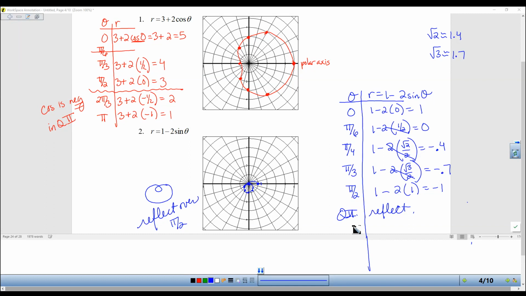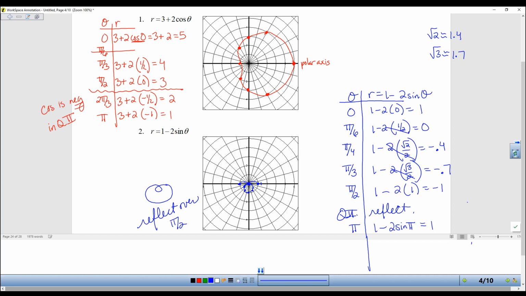So after quadrant 2 comes pi, and we have 1 minus 2 sine of pi. Sine of pi is just 0, so we're back to 1 again. And like I said, I keep plotting as I go. It's much easier. So remember, I've come around like this, and now I get to pi is 1, and that gives me that other part of the loop, which I'm feeling really good about based on what I know it was going to look like.